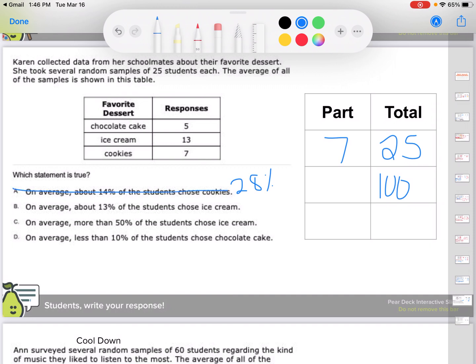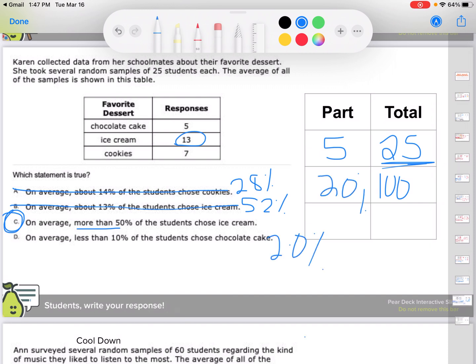B chose ice cream. Well, 13. 100 divided by 25 is 4 times 13. 4 times 13 is going to be 52. So that's out. 50% of the students chose ice cream, more than 50%. Well, 12.5 would be 50%. So I think it's C, but let's check D. On average, less than 10% chose chocolate cake. So let's check it. Chocolate cake was 5. So 100 divided by 25 is 4. 4 times 5 is 20%. So that's not true. So I was right.